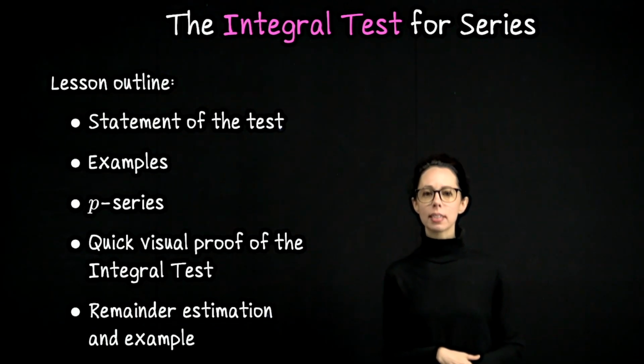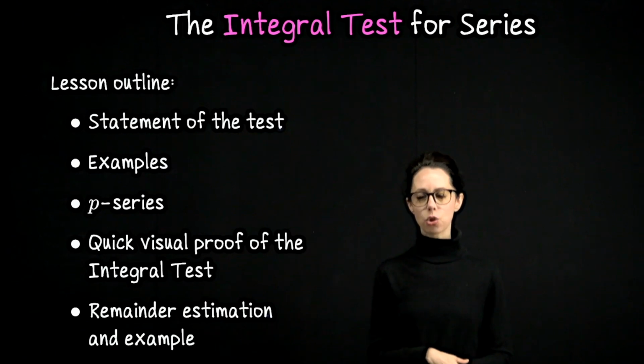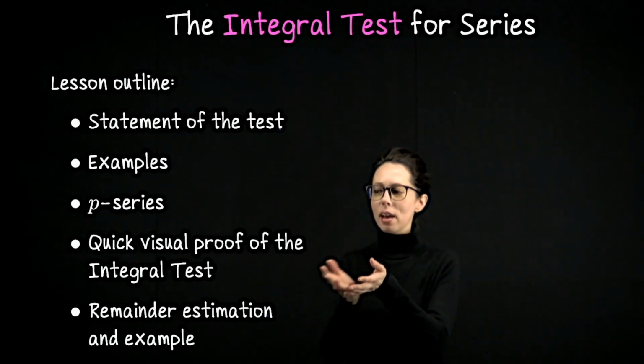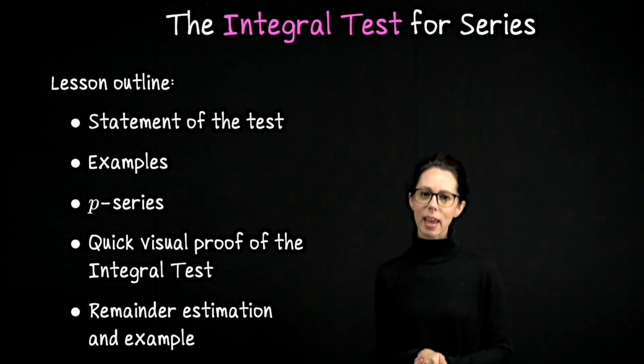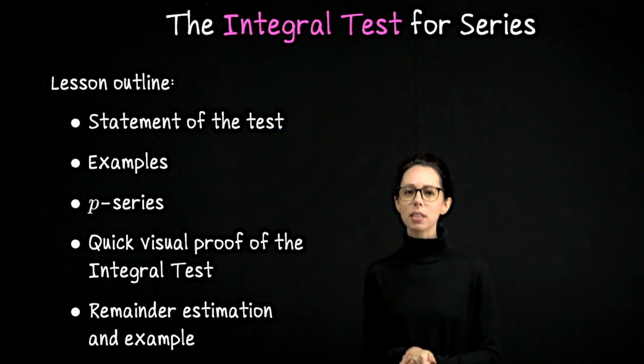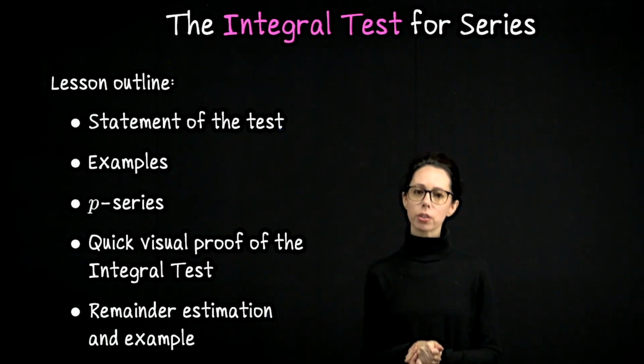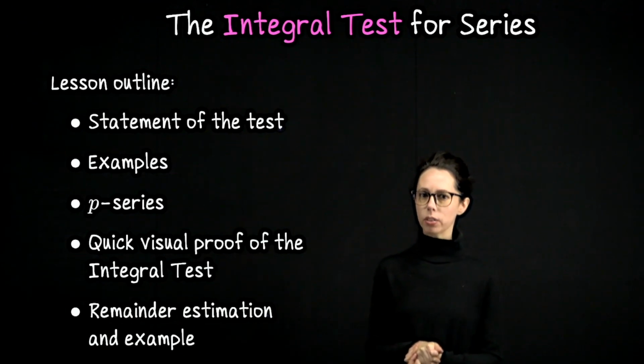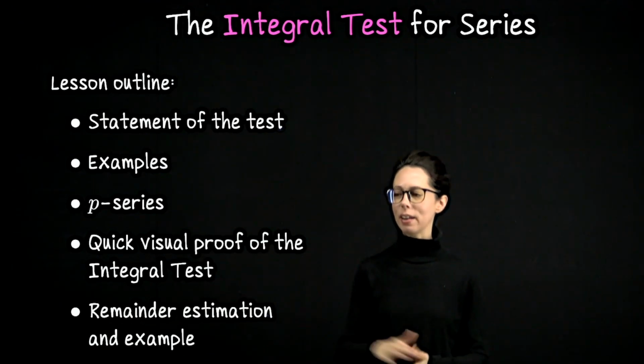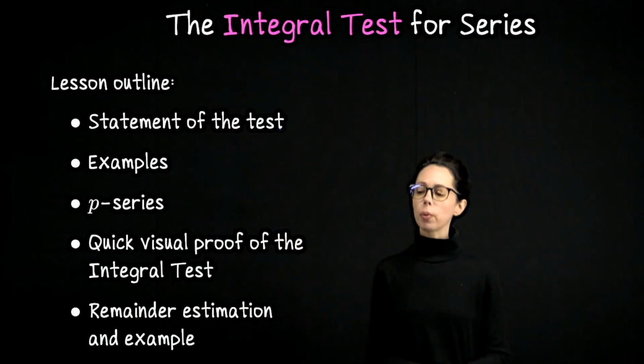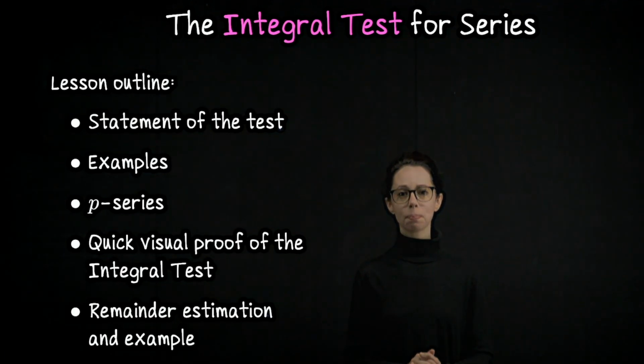I think it's important to see visually why the integral test is true. So we'll do kind of like a picture proof of the integral test, and then we will also look at how to estimate the error for a partial sum for a series that you've analyzed with the integral test. It's another picture. It kind of follows nicely from the proof, but we will include with that an example.